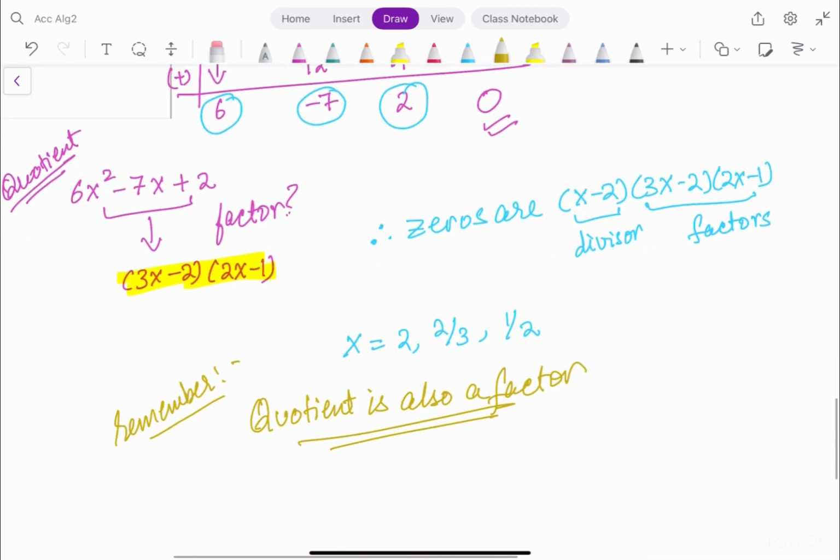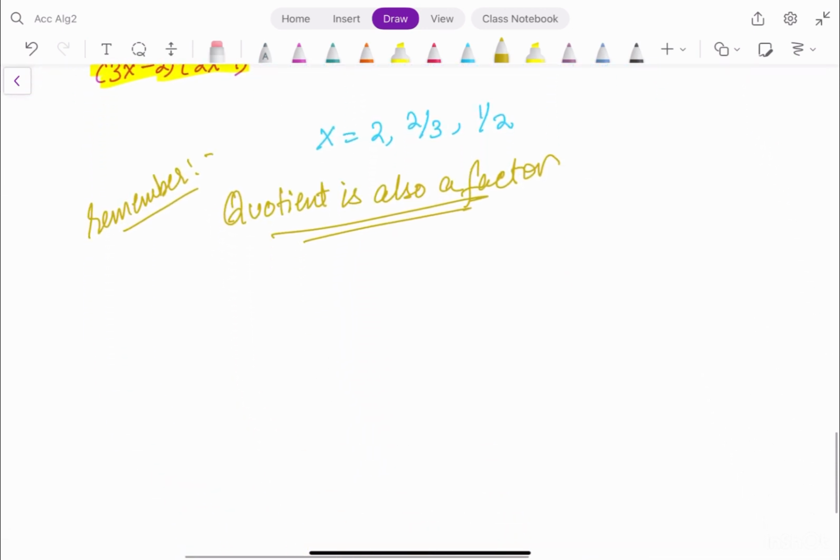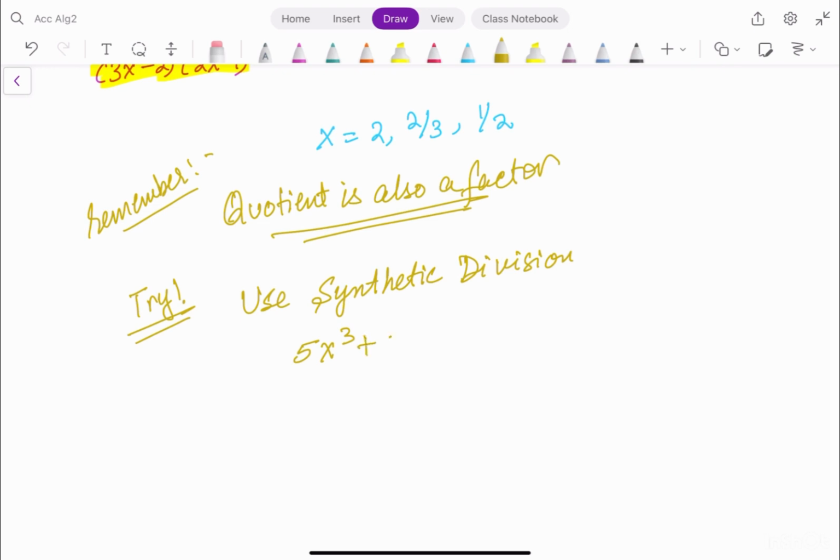So here is the problem I really want you to try. Divide by synthetic division. And the expression is this. Again, we are just talking about dividing with a linear. How to use synthetic division for the quadratic, I will explain in some other video.